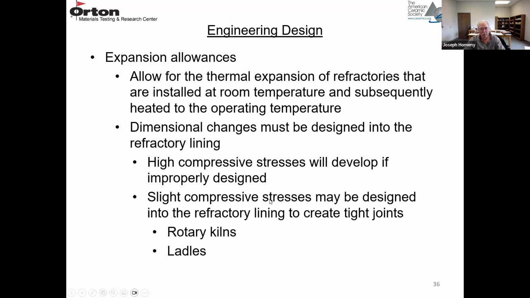And slight compressive stresses may be desirable to create tight joints in a refractory lining, especially important in rotary kilns like rotary cement kilns or rotary calciners, and in ladles that are more cylindrical in design.